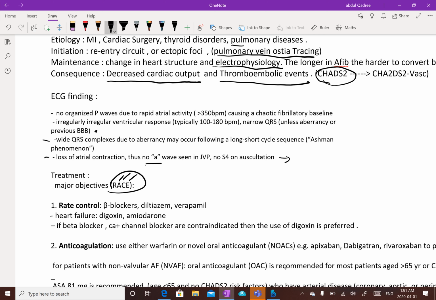If they have heart failure, you're going to use digoxin or amiodarone. If beta blockers and calcium channel blockers are contraindicated, then you can use digoxin. The use of digoxin is also preferred.